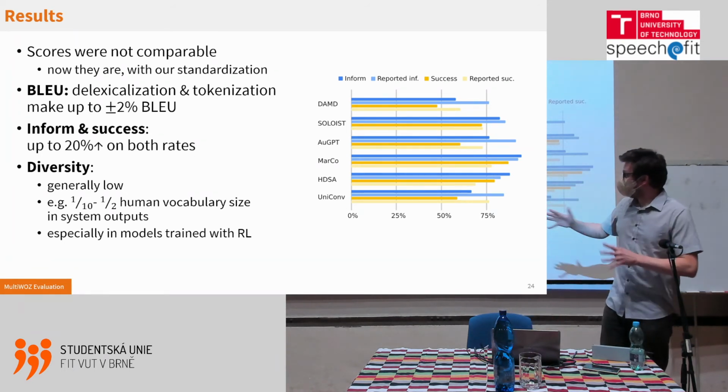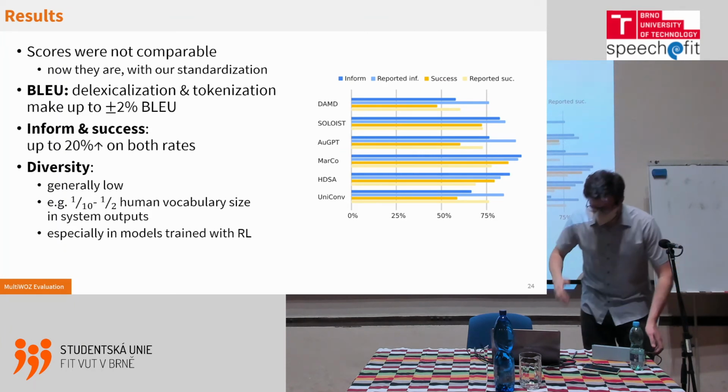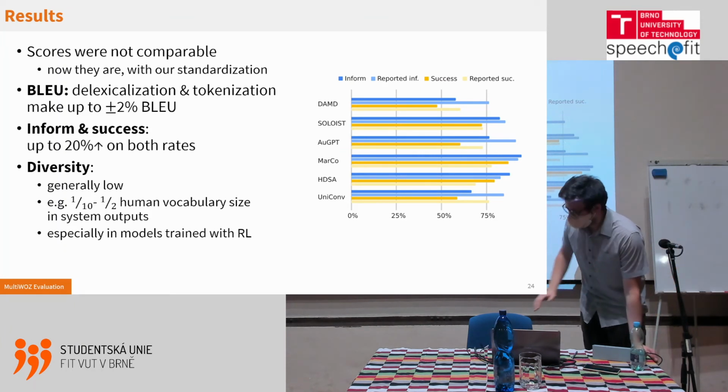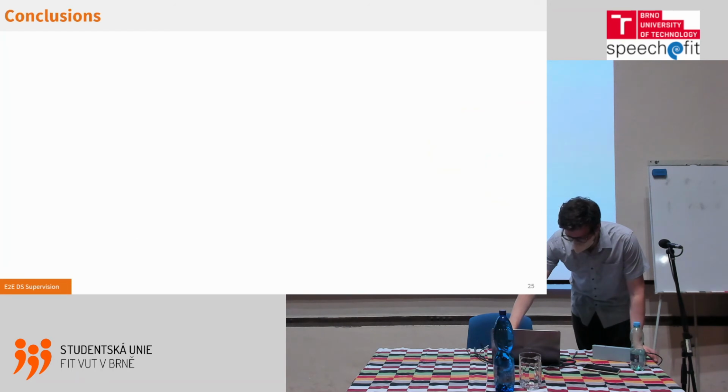And you can count other stuff to measure diversity, and it all doesn't look very good for the systems.